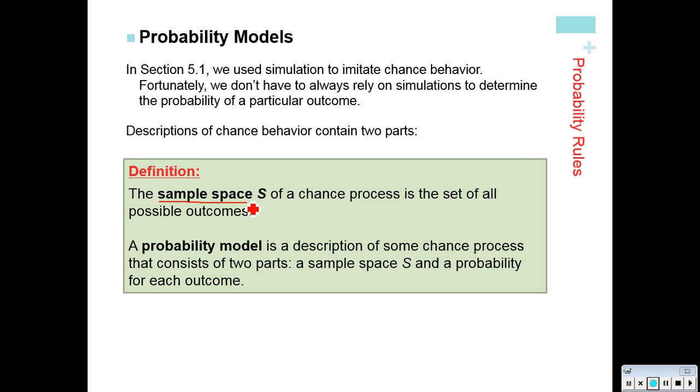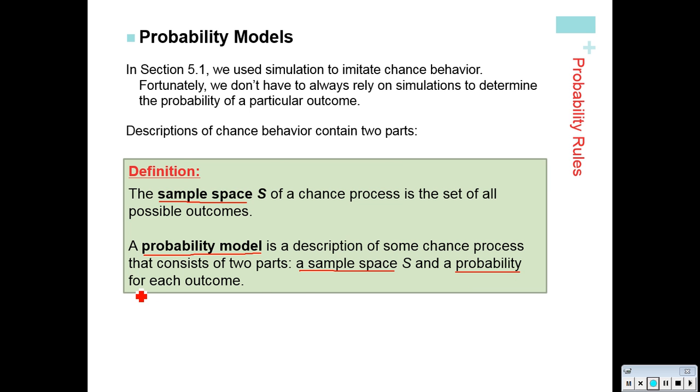And the sample space of a chance process is the set of all possible outcomes. So for instance, if you were going to choose a card from a standard deck of cards, the sample space would be the 52 cards that are in the deck. And then there's also what's called a probability model. And a probability model is basically just describing some sort of chance process that has essentially two pieces to it. One is the sample space, and then the probability for each of the outcomes.